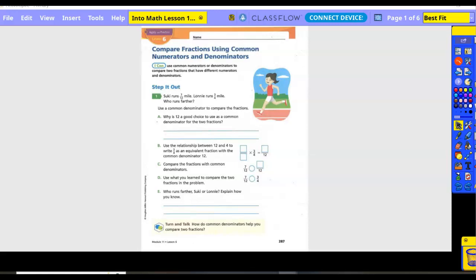Fourth grade math lesson 11.6. Compare fractions using common numerators and denominators. I can use common numerators or denominators to compare two fractions that have different numerators and denominators.